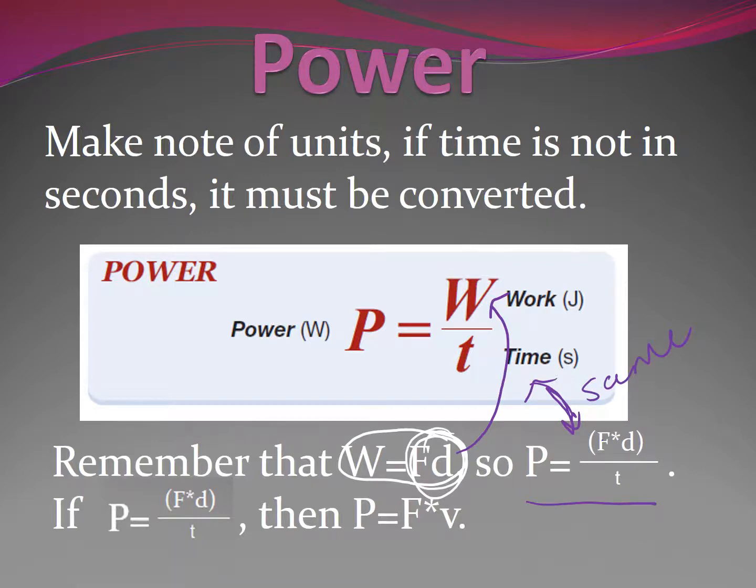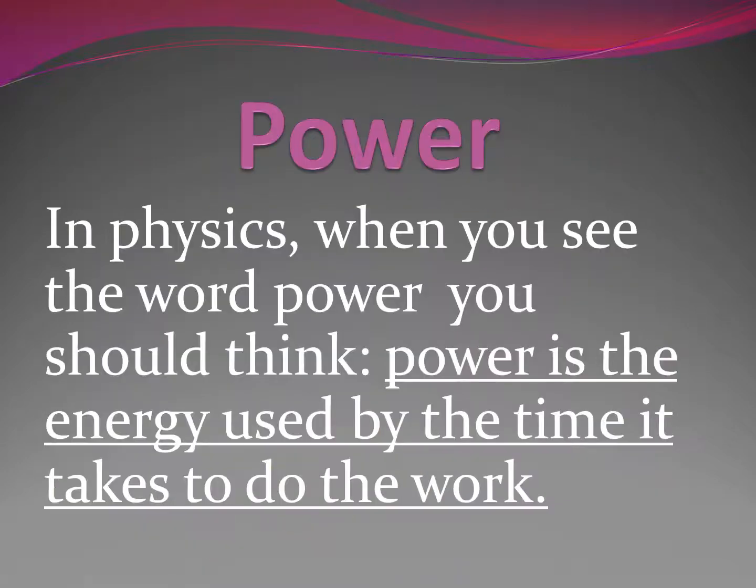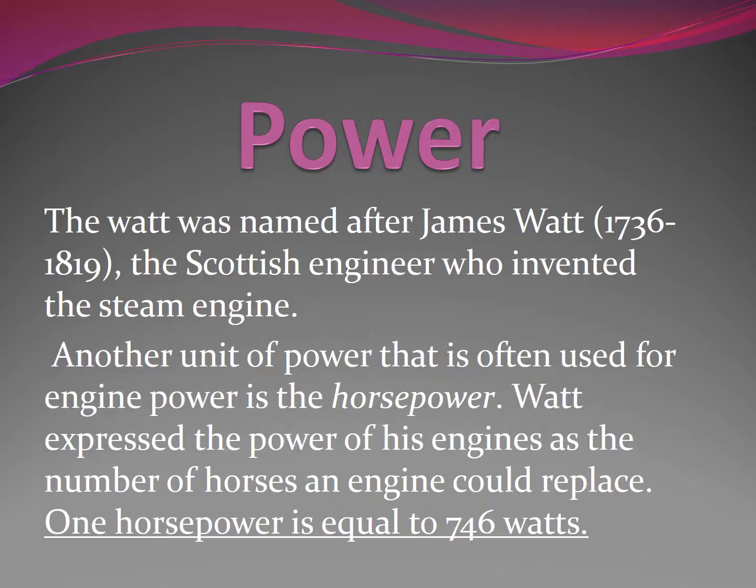Okay, if P equals F times D over T, then, okay, stay with me here, P is equal to F times velocity. Do you remember the formula for velocity? Velocity is distance over time. So if we take this equation, you can see right here, this is equal to velocity. So that's why we can say P is equal to F times V. So when we think of the word power, you have to think about the time it takes to do work and the energy used to do that.